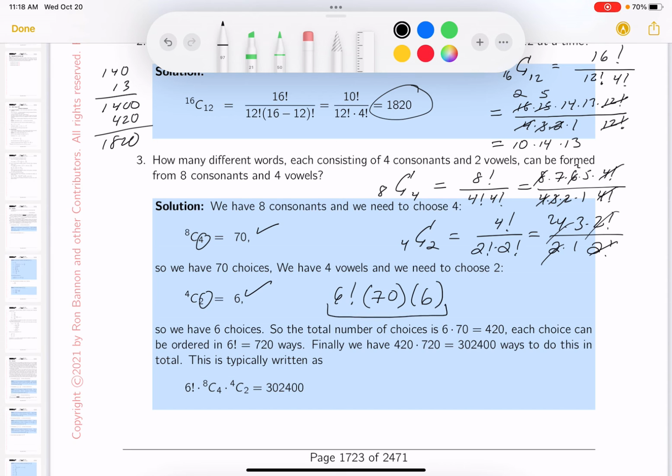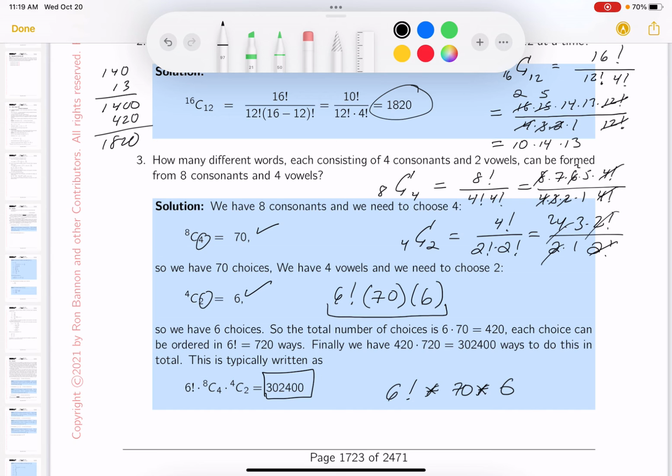All right? That multiplication, I don't want to do it, but you can do it. And if you do it, you'll get this number over here. Now, someone says, why don't you want to do it? It's just difficult to do it. But on a calculator, you can actually do 6 factorial times 70 times 6.